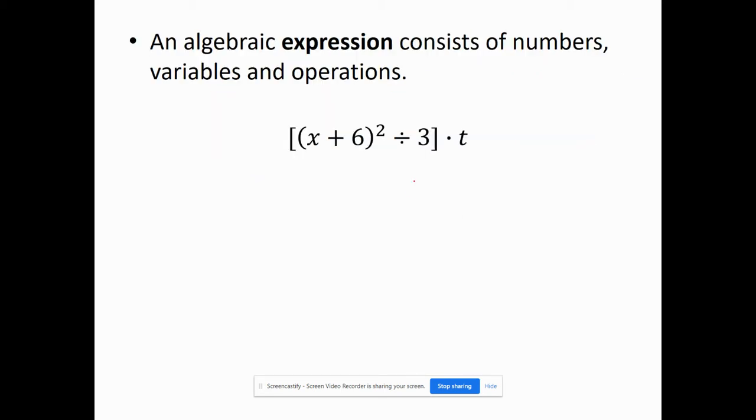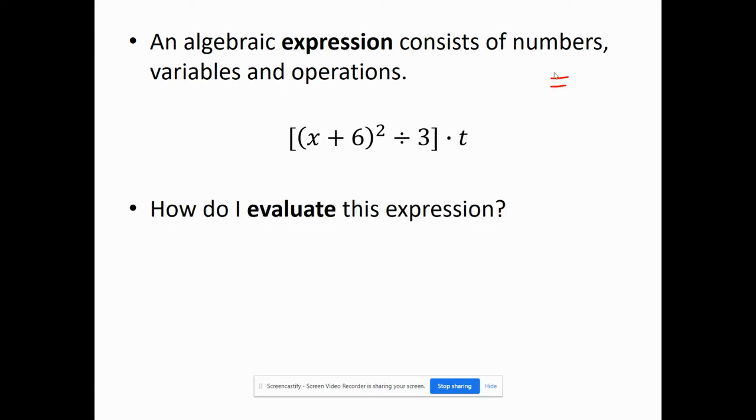An algebraic expression consists of numbers, variables, and operations. So this expression, it's pretty complicated looking, but that's what it is. It's not an equation. An equation would have an equal sign. Notice there's no equals sign. So how do I evaluate this? That means find the value. Find the value, or another word would be calculate. Calculate, but without a calculator.